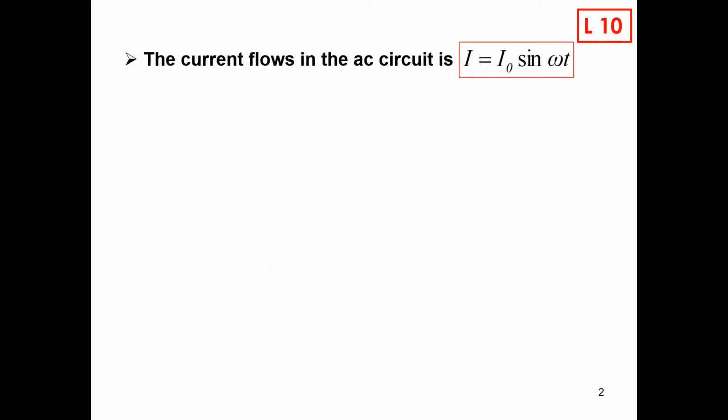The current that flows in the AC circuit is I equal to I0 sine omega t. Just now we saw that the graph of the current is represented by a sine graph, right? So that's why we get I equal to I0 sine omega t.